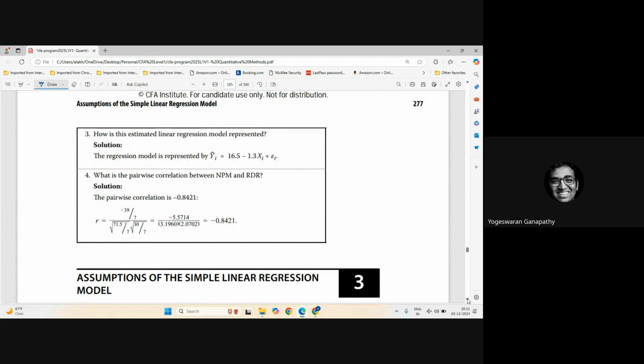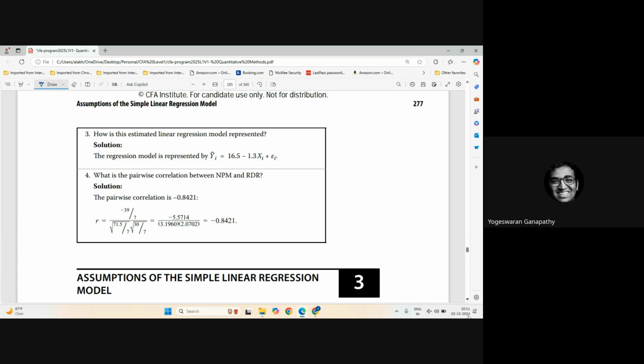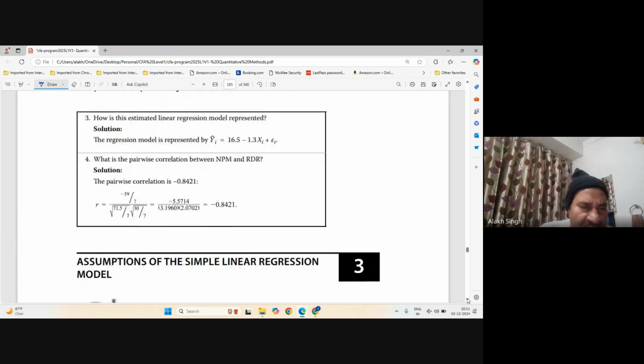Sir, is root A into root B the same as root AB? Yeah, root A times root B is root AB. Yes, definitely, there is no doubt at all in that. So you can multiply both of these and take the square root. You don't have to take the root two times.